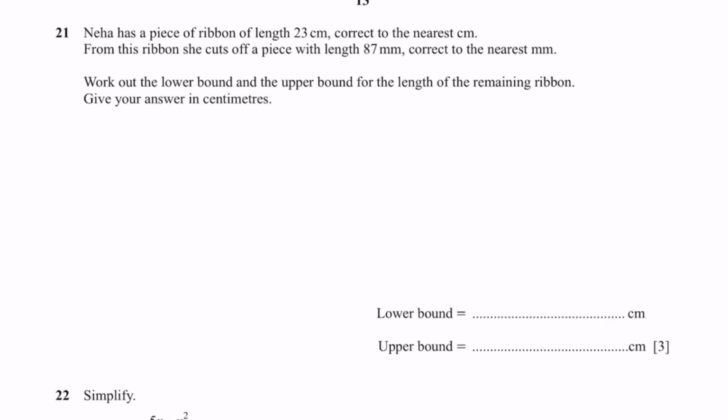Question 21. Neha has a piece of ribbon of length 23 centimeters, correct to the nearest centimeter. From the ribbon, she cuts off a piece with length 87 millimeters, correct to the nearest millimeter. Work out the lower bound and the upper bound for the length of the remaining ribbon. Give your answer in centimeters. So let's find the lower bound over here, LB, and upper bound over here, UB.